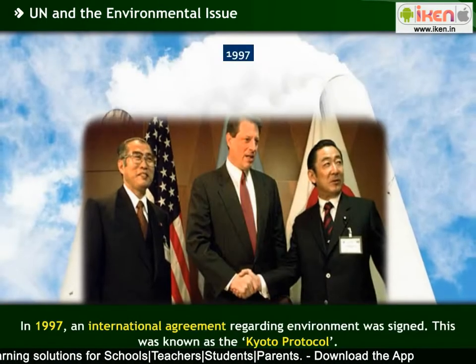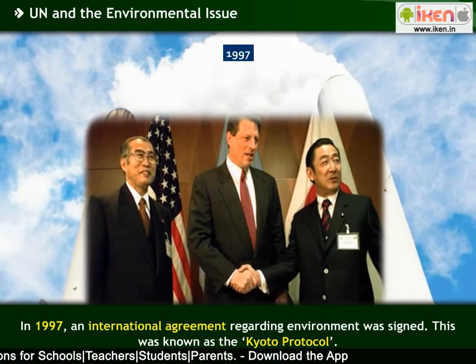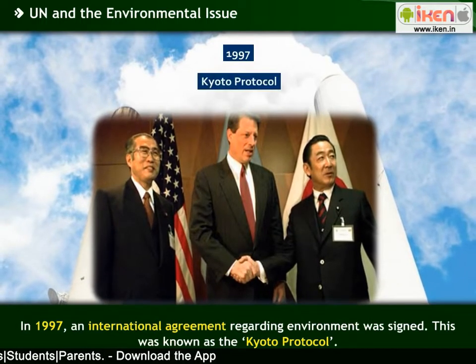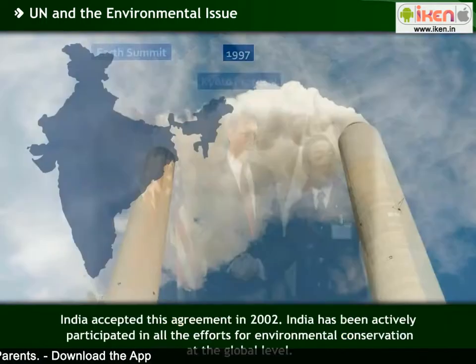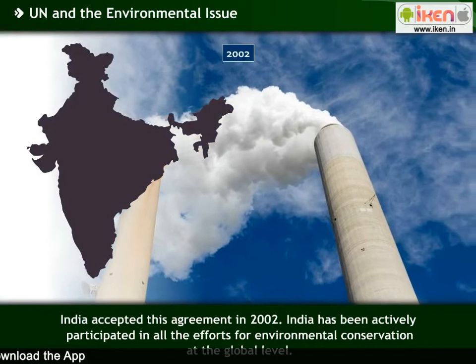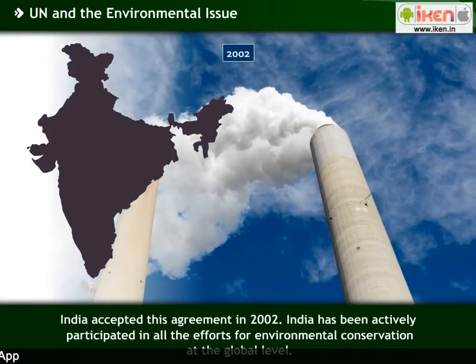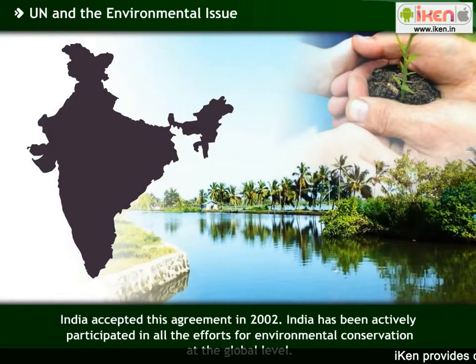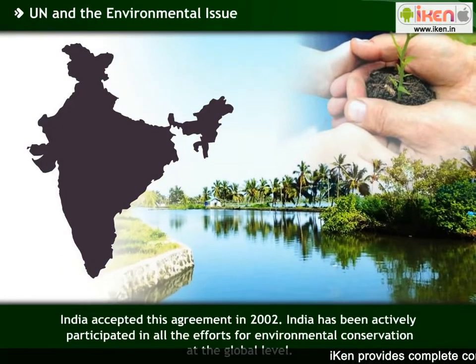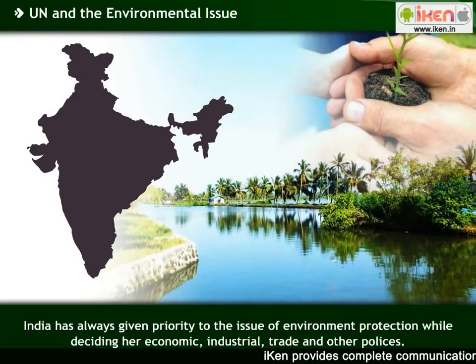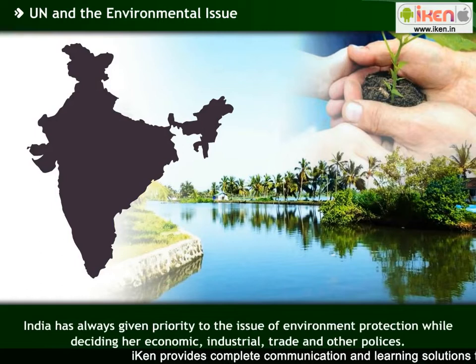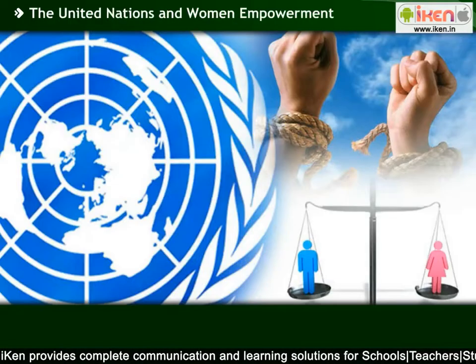In 1997, an international agreement regarding environment was signed. This was known as the Kyoto Protocol. India accepted this agreement in 2002. India has actively participated in all the efforts for environmental conservation at the global level. India has always given priority to the issue of environment protection while deciding her economic, industrial, trade and other policies.